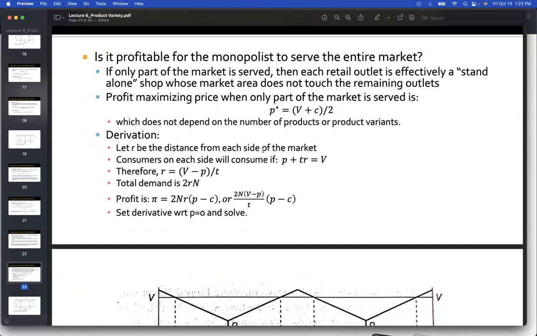Okay. So this is the derivation, which we can go through in class. We can jump through this. This is basically a calculus thing, where you get the first derivative of this with respect to P, and then that will give you the following.